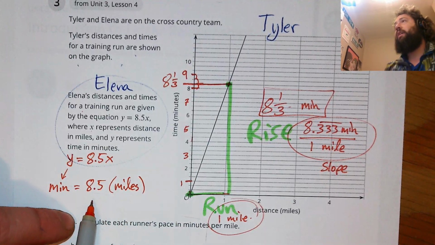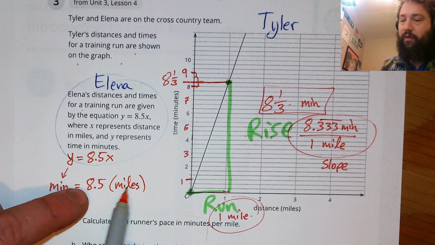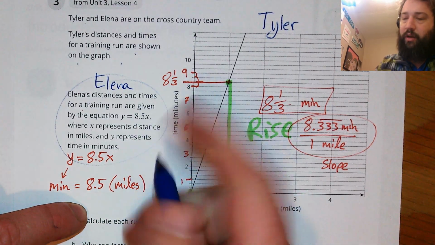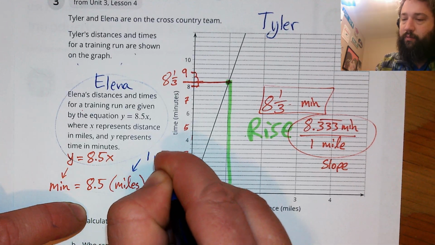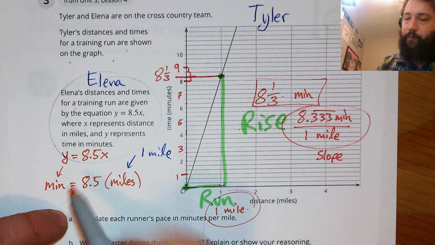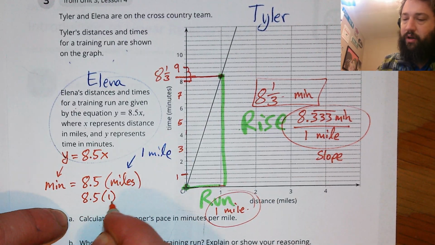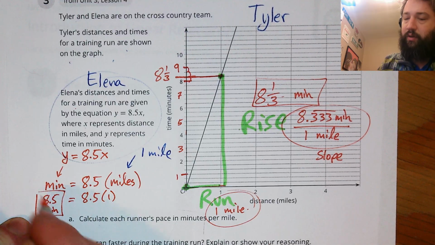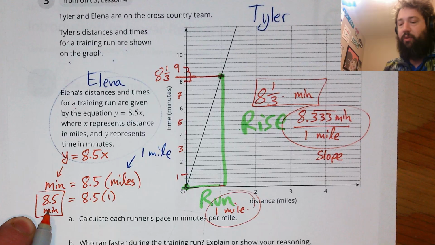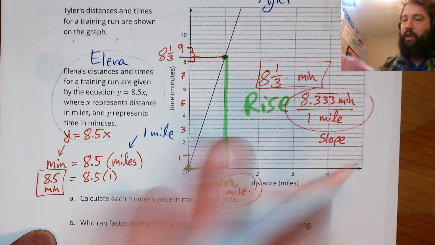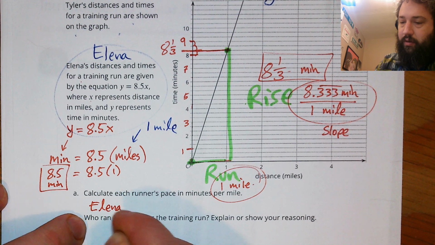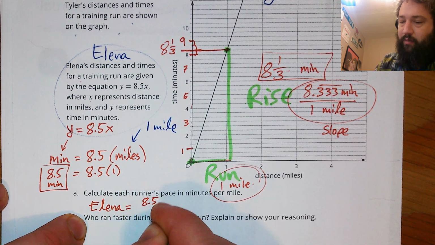So you can kind of see that Elena is running each mile in 8.5 minutes, because if I plug in 1 mile right here, I would get 8.5 times 1, and that would give me 8.5 minutes here. Okay, so plugging 1 mile in gives me 8.5 minutes. So I know each person's pace now. Elena equals 8.5 minutes per mile.